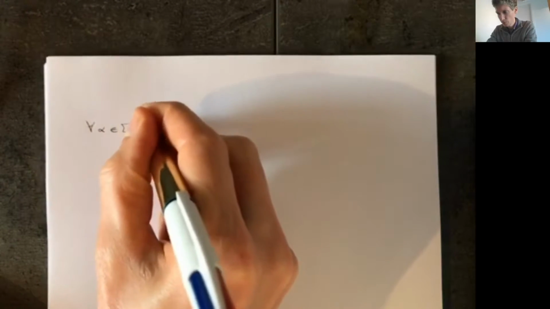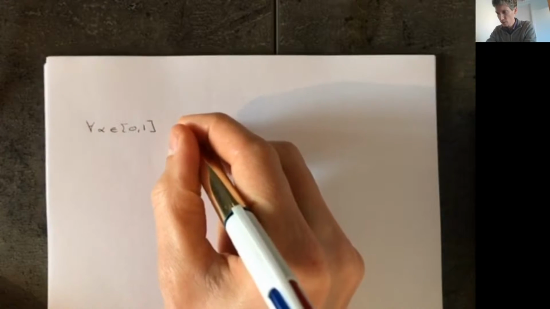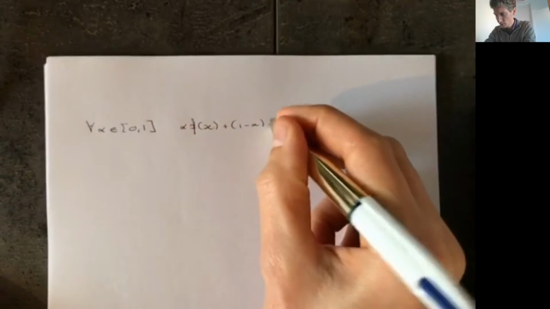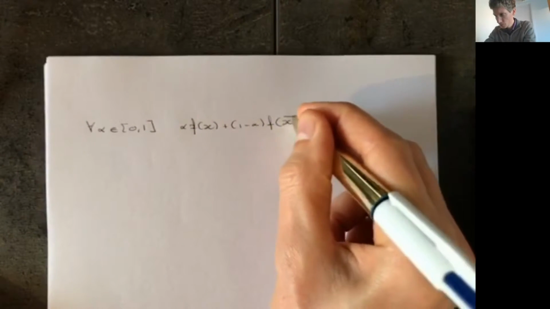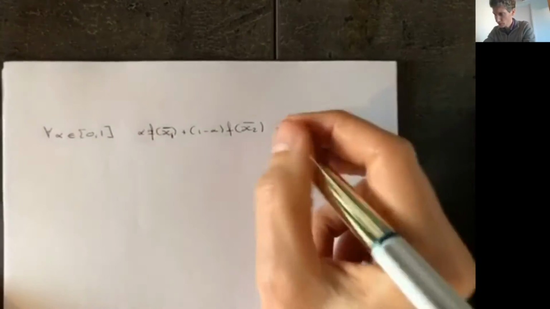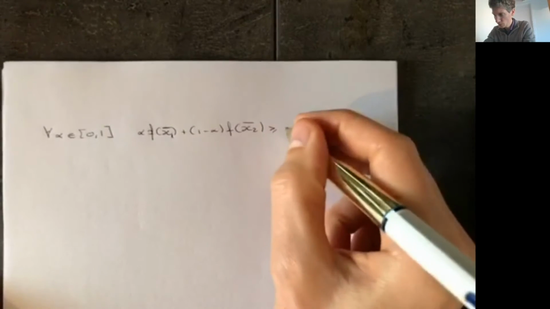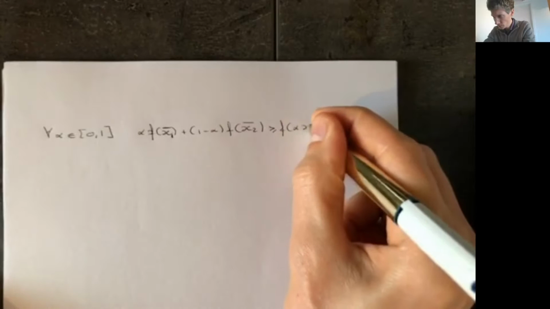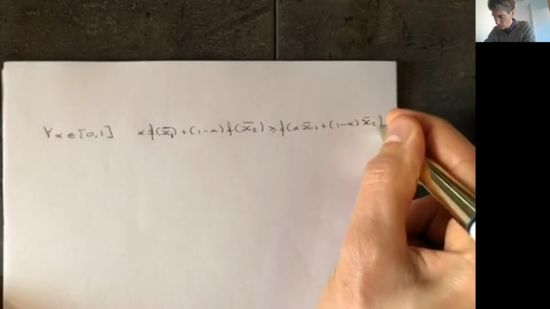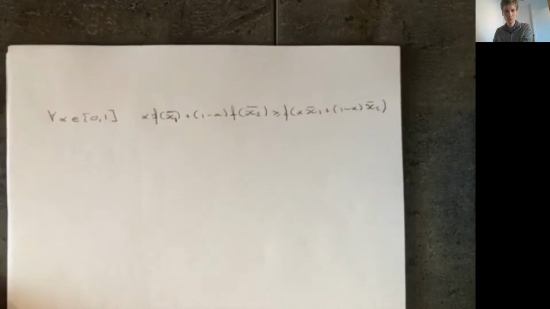All right, so let's recall the definition of convexity, and I will just write down one of them. For all alpha between 0 and 1, alpha f of x1 plus 1 minus alpha f of x2 is greater or equal to f of alpha x1 plus 1 minus alpha x2. Okay, so this is the definition of convexity.